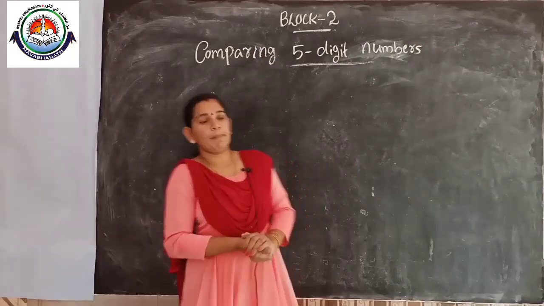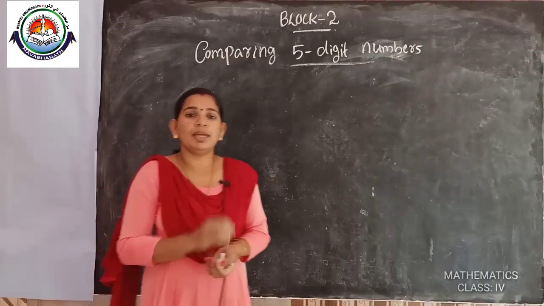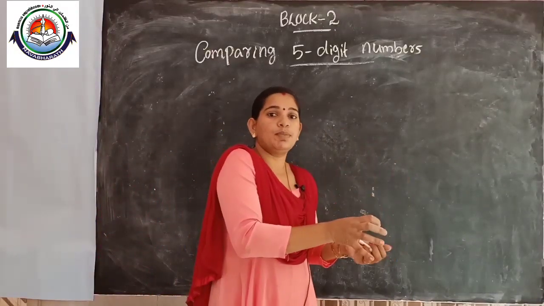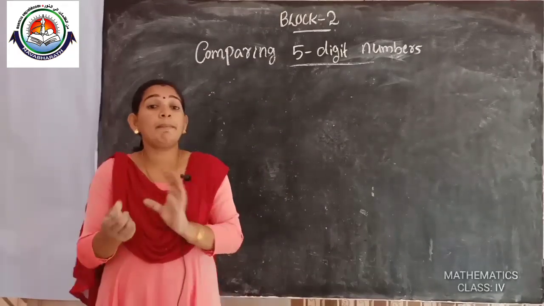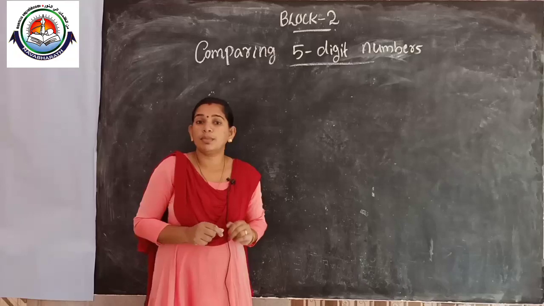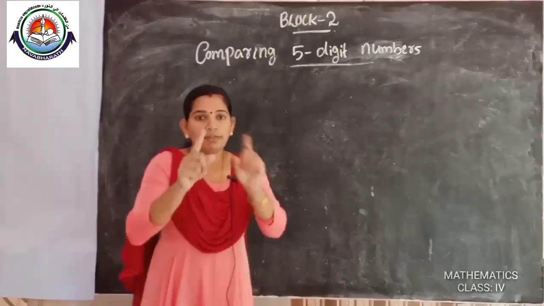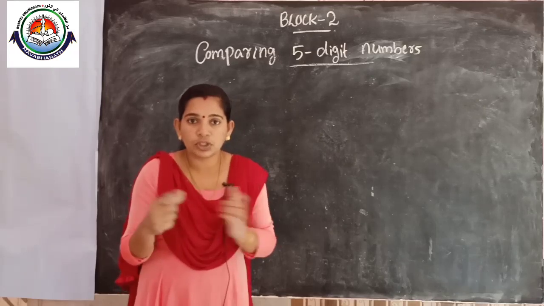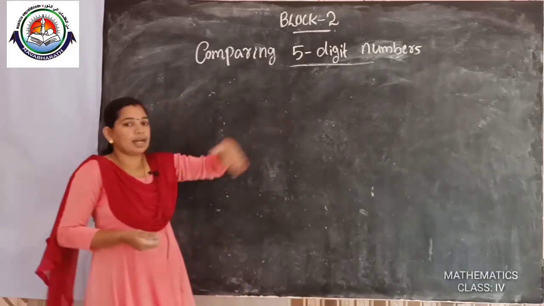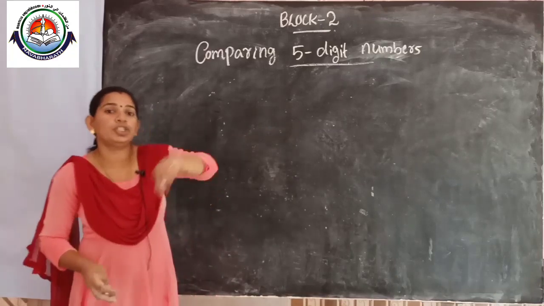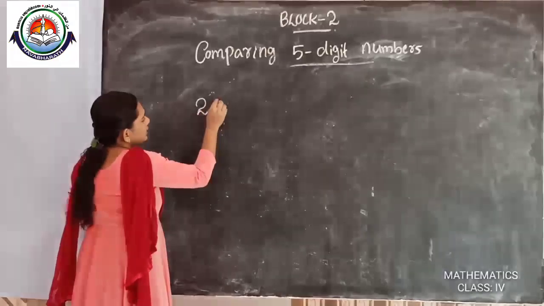So here we are comparing numbers. Comparing means finding which is the smallest number, the largest number, or whether they are equal. For comparing we need 2 or more numbers. We compare friends; can we compare only one person to others? No, we need 2 or more persons. So here we are comparing numbers. We need 2 numbers. So here I wrote some numbers.